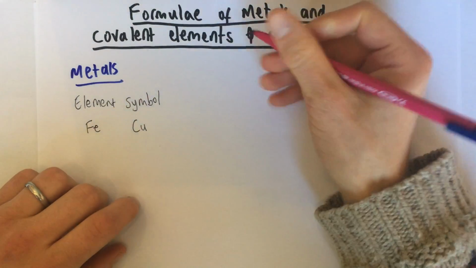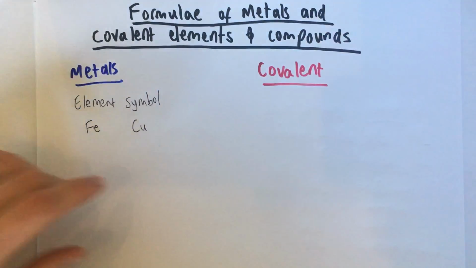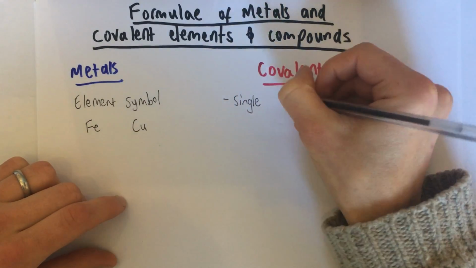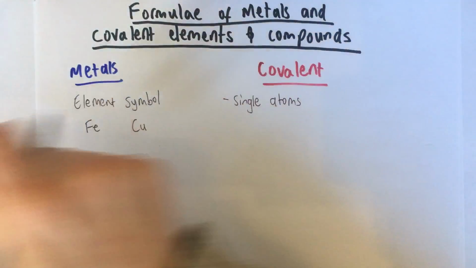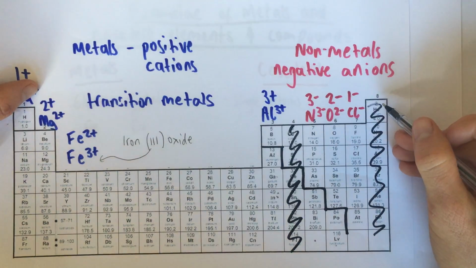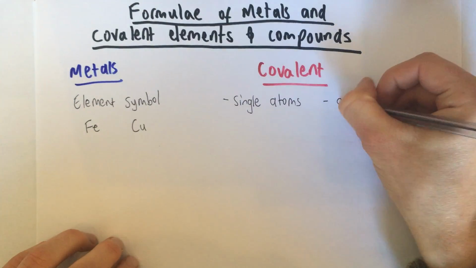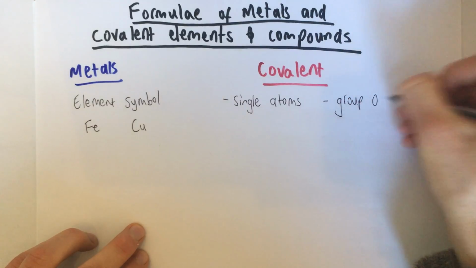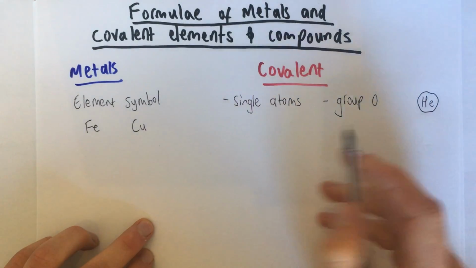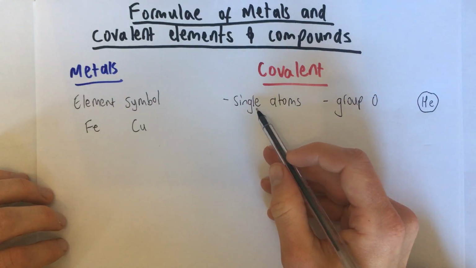Really simple. For covalent elements and compounds, there's just a couple of things to remember. So first of all, for group 0, they exist as single atoms. Group 0 is also called group 8, it's on the far right hand side. They've got a full outer shell. That means they don't need to bond to other atoms. So they exist just as single atoms. So for example, helium just exists as a single helium atom by itself. However, you don't need to worry about that for equations because remember they're unreactive, so they don't take part in reactions anyway.